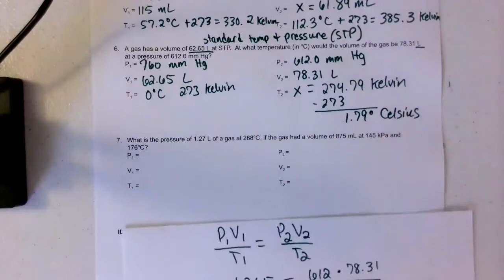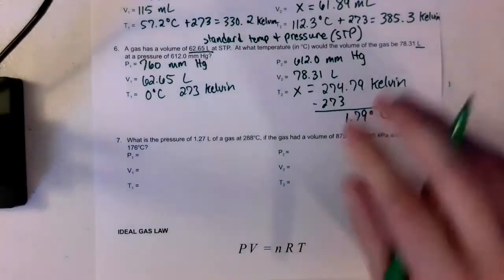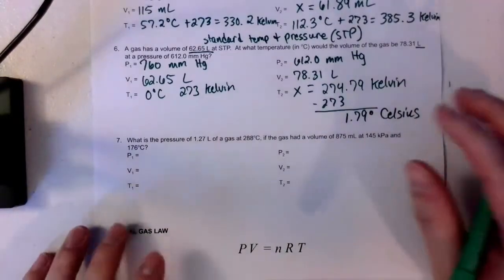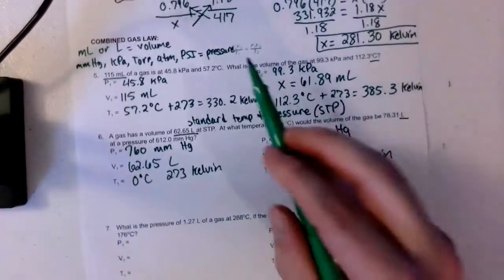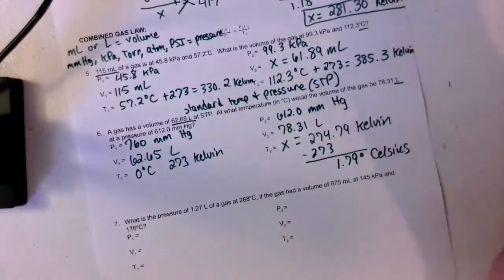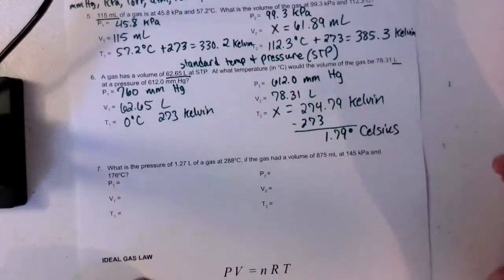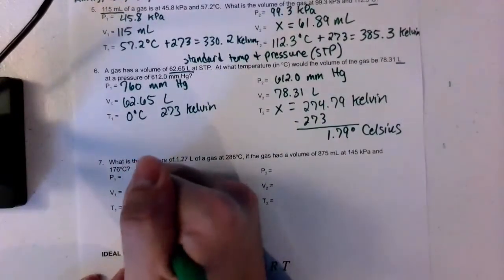Alright, now last one, number 7, and again it is one of the combined gas laws. So we're going to use the same formula that we used up here. It says, what is the pressure of 1.27 liters of a gas at 288 degrees Celsius? So 1.27 liters, that's going to be a volume.